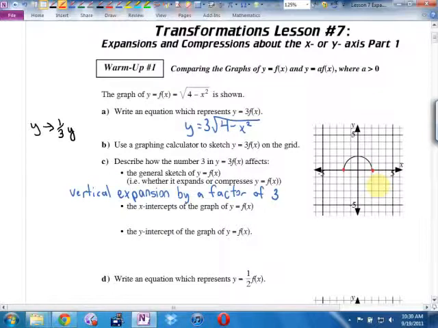But Shannon, here's the more interesting one. How high am I right here? If I vertically expand that by a factor of 3, how high is it going to end up? That point moves to there. This graph would look like this. And you now know the equation for the Pope's hat.